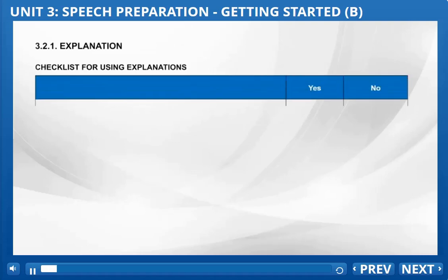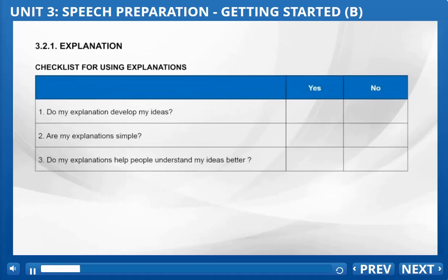So I have a checklist for explanation for you. You can use the checklist when preparing your speech. Number 1. Do my explanations develop my ideas? Next, are my explanations simple? And the last question, do my explanations help people understand my idea better?